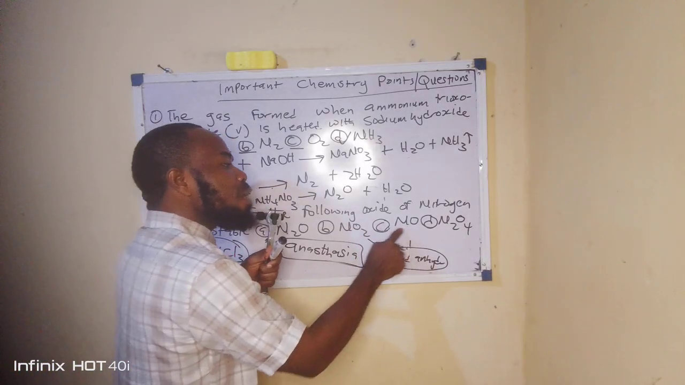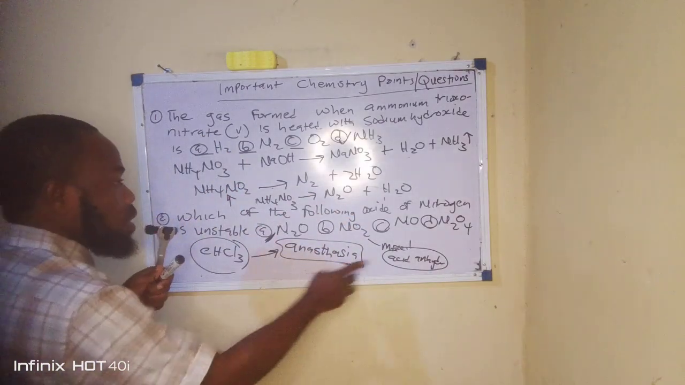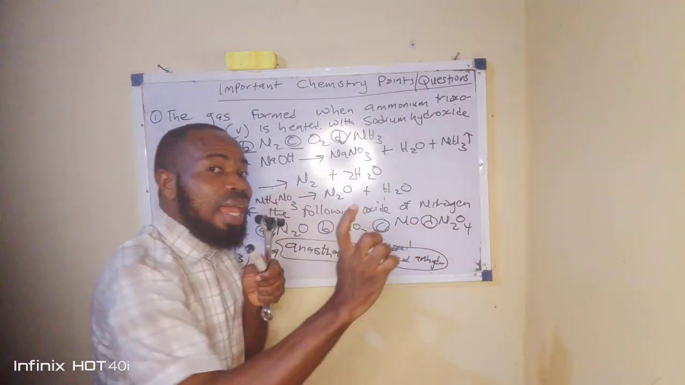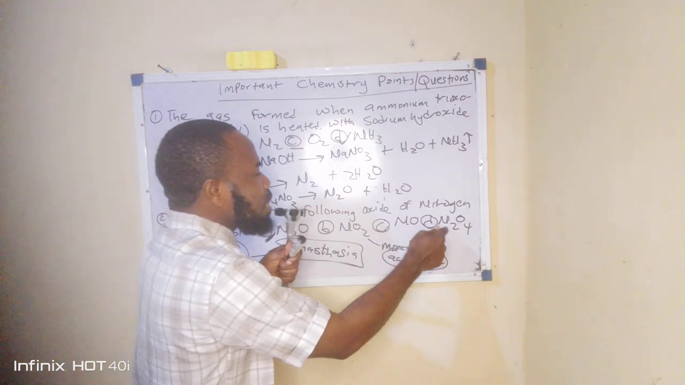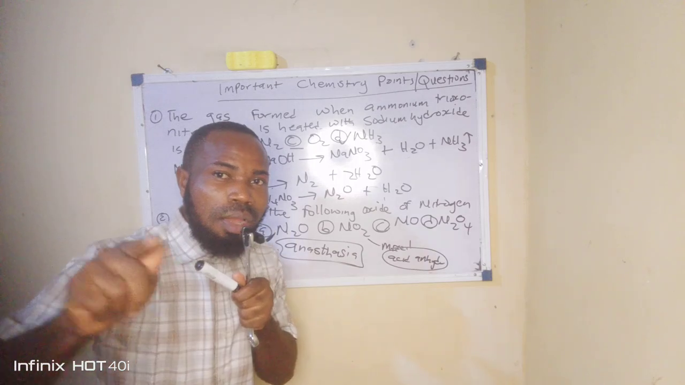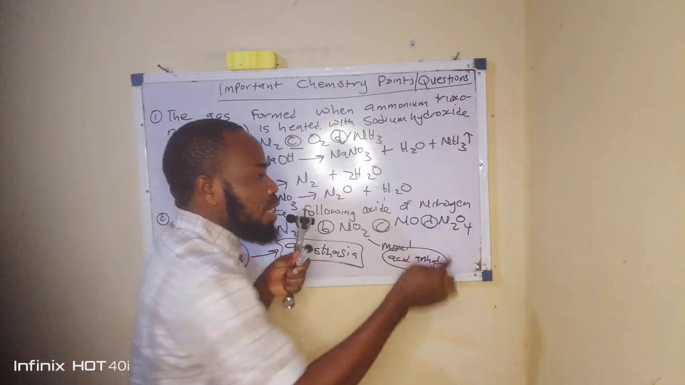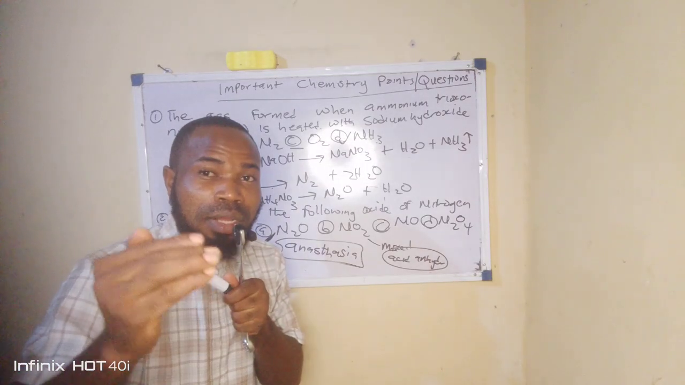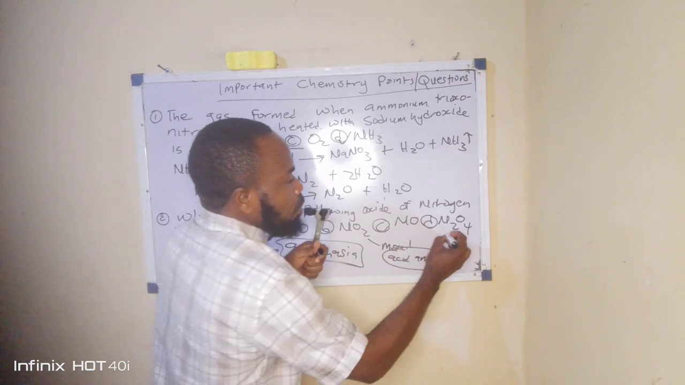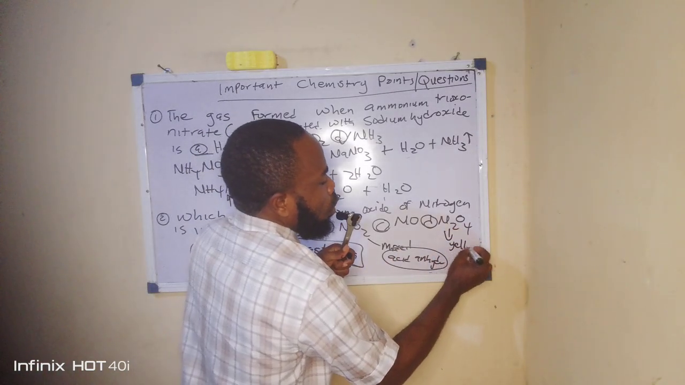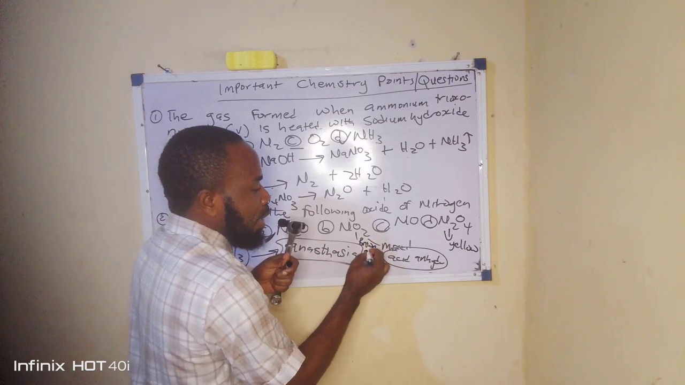Now, this NO is an unstable oxide of nitrogen. That's what they're asking us. That is to say, in the production of NO, when the NO is exposed to oxygen, it automatically forms NO2, so it's unstable. This is nitrogen 4 oxide. Now, this nitrogen 4 oxide is formed at a quite low or mild temperature. This nitrogen 4 oxide is yellow, but this nitrogen 4 oxide is a brown gas, so to say.